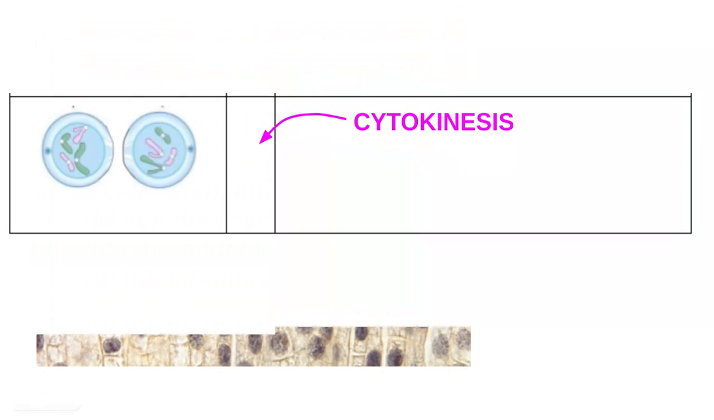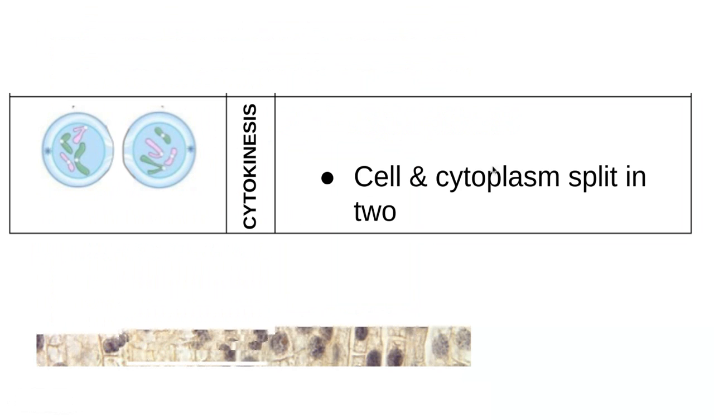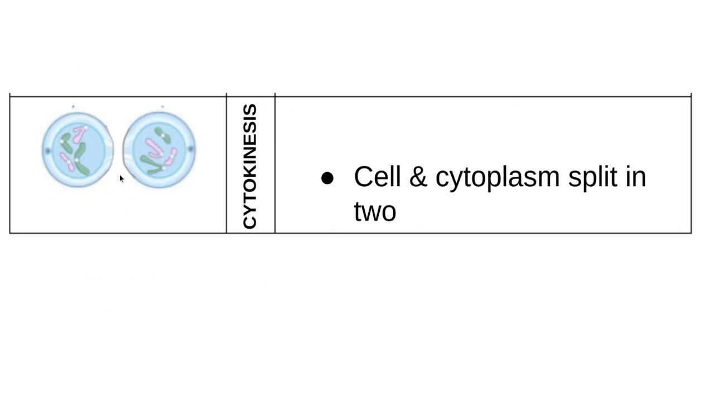And then last but not least, we have cytokinesis. Cytokinesis is when it fully splits into two cells. And it actually means our cytoplasm is splitting in half and our cell membrane is going to totally split in half as well.